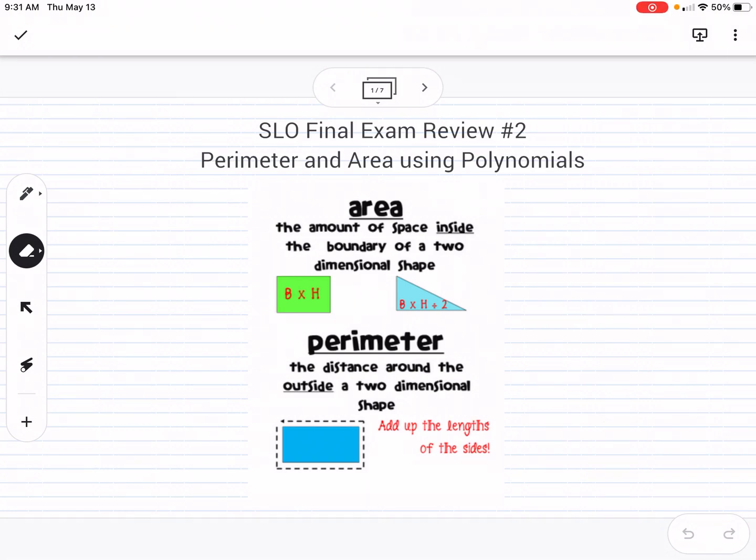In this video, we'll be reviewing for your SLO final exam. This is the second review and it focuses on finding perimeter and area using polynomials. Now, anytime you're finding perimeter, you're just adding up all the sides. It's your distance around all the sides of your 2D shape. Area, anytime you have a rectangle, which is going to be our focus, you're doing base times height.